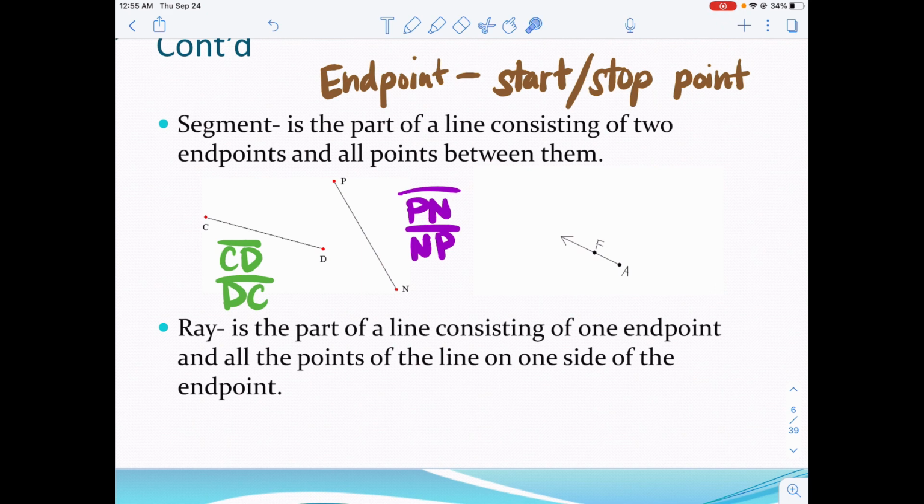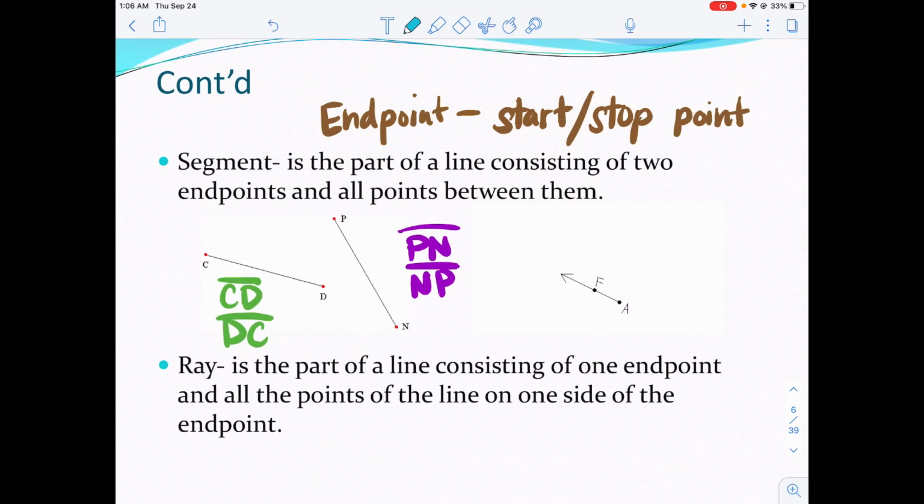All right, let's move on to our next term, ray. A ray is the part of a line consisting of one endpoint and all the points of the line on one side of the endpoint. So, let's be clear. A ray has one endpoint, just one, and it keeps going in one direction. The way we name our ray is by starting with the endpoint. So in this example here, the endpoint is A.